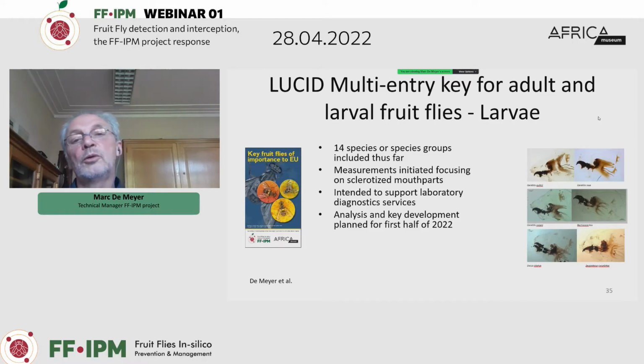So the larval key will mainly work with measurements, and it is actually more intended to support laboratory diagnostic services than something that you can do on hand in the field. But we still believe that it will facilitate the identification at this early stage.